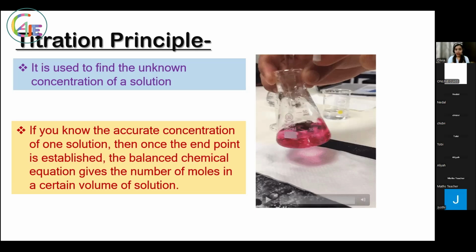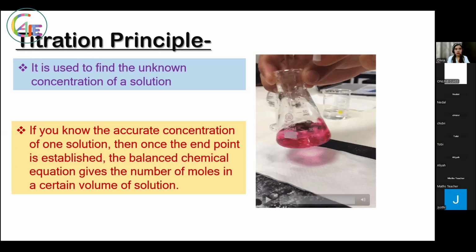When I know the concentration of one solution, but I don't know the concentration of the other solution, there comes my titration process. Students, I hope the use and the principle are clear to you. You can switch on your mic and give me a response so that I can know. If you have a pen and paper with you, you can write down the important things from the slide, because this is going to help you in all your years.